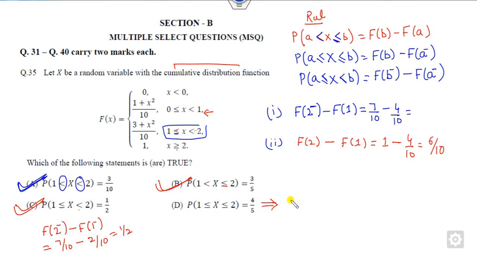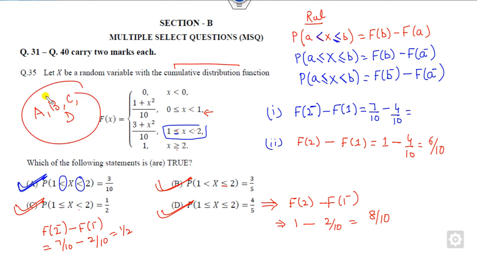For this portion we can again write F(2) minus F(1 negative). What is F(2)? It is 1. What is F(1 negative)? It is 2 by 10. So this is 8 by 10, so it's also a right answer. So it means this problem has all of these as correct answers.